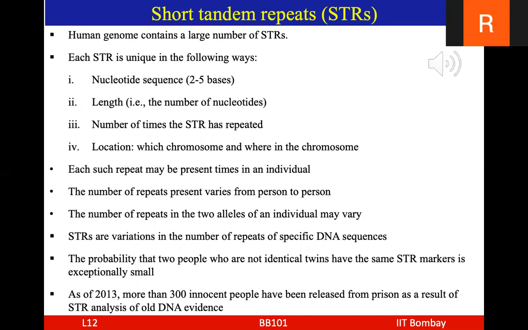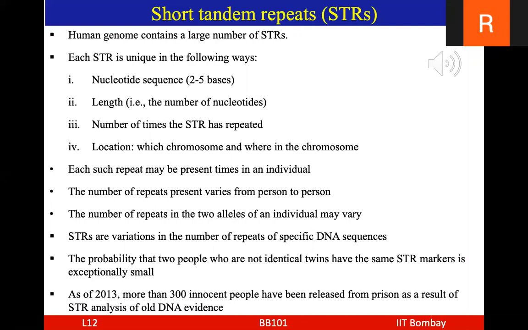Each such repeat may be present a certain number of times in an individual, and the number of repeats also varies from person to person. So once you identify that in one particular person it is 16, in another maybe 19, or the location on the chromosome is different, that's how you can identify every individual with great certainty. That is the advantage, and that's how these repeats are useful in forensic science.